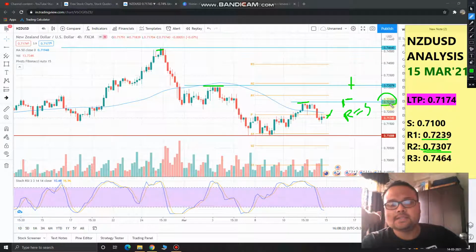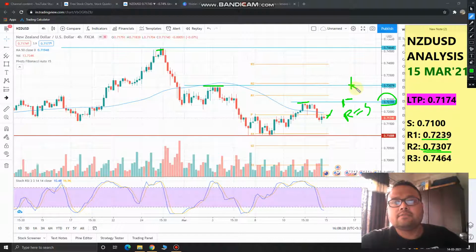Otherwise, there is a high chance that market may reverse. If market crosses resistance 1 also, it may reverse from resistance 2, the 7307 level. And if it crosses that level, then your next target will be 7464, resistance 3. But I don't think the market will go up to resistance 3. So as of now we just need to focus on these three levels.